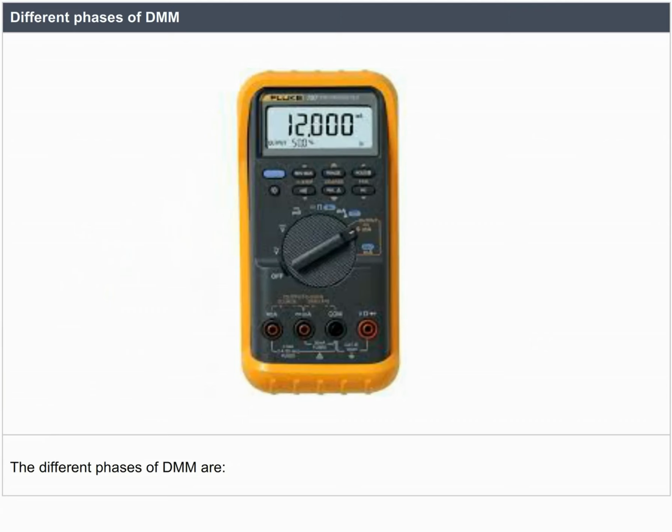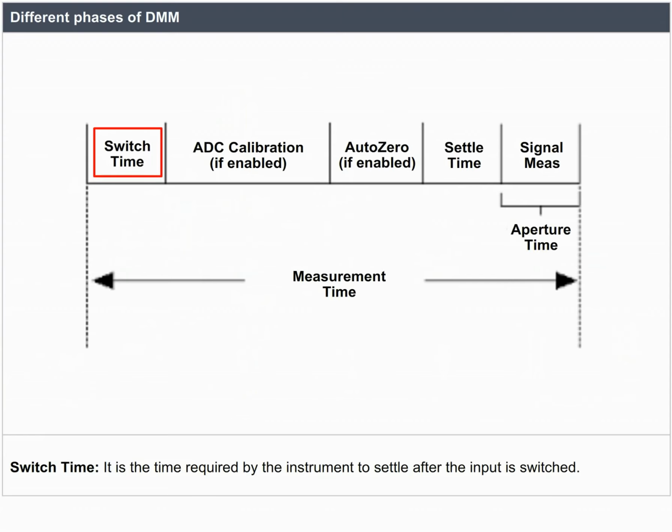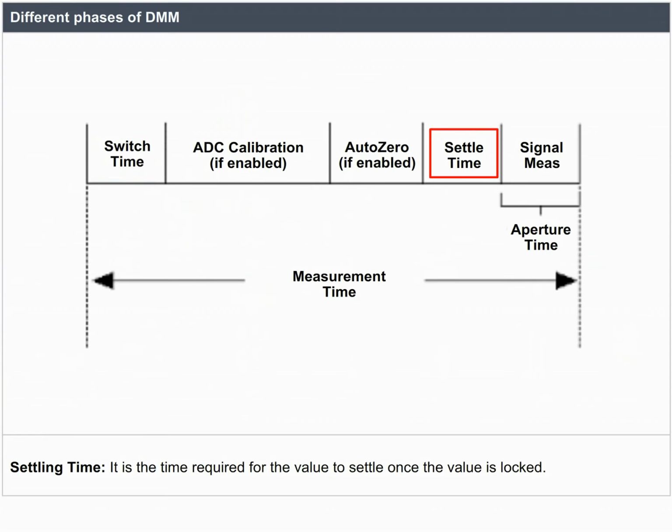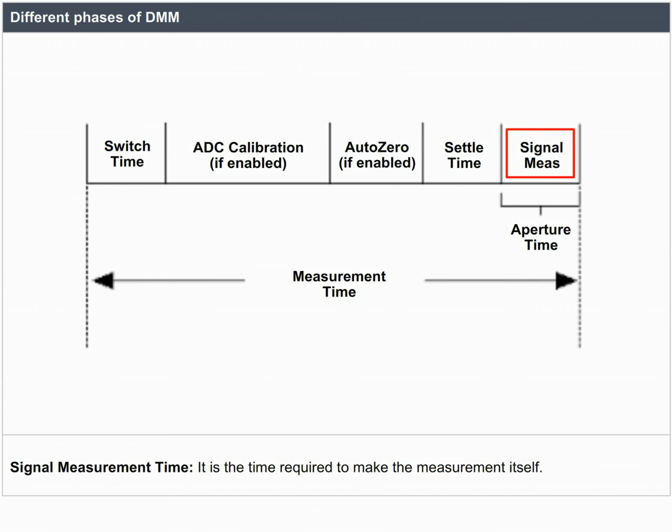Different phases of DMM. The different phases of DMM are switch time. It is the time required by the instrument to settle after the input is switched. Settling time. It is the time required for the value to settle once the value is locked. Signal measurement time. It is the time required to make the measurement itself.